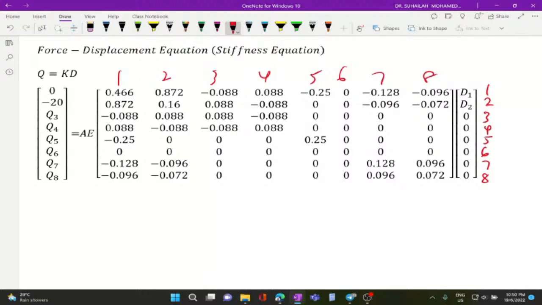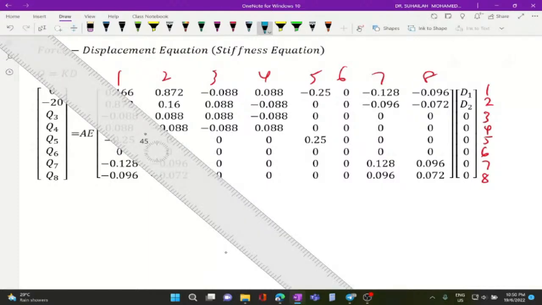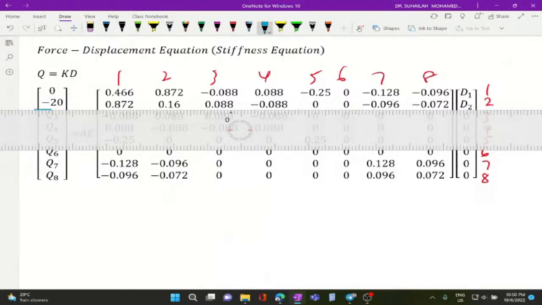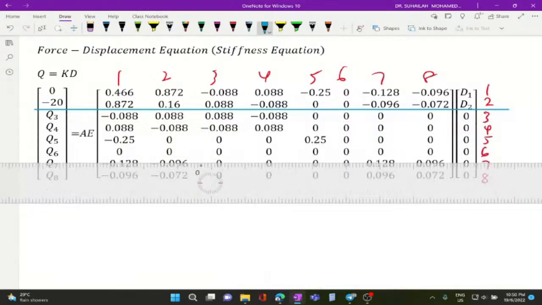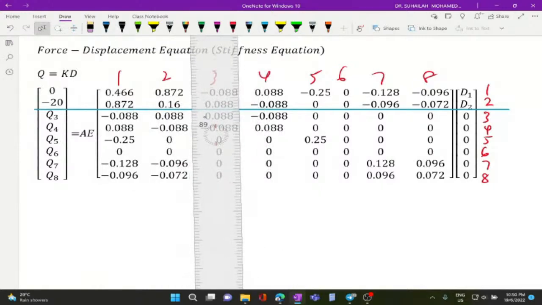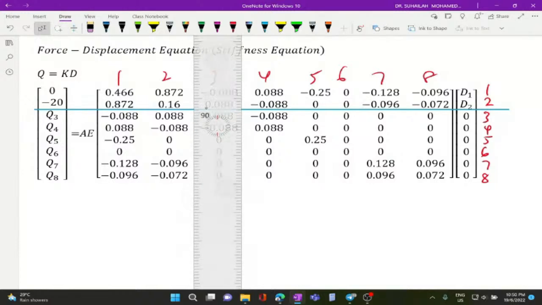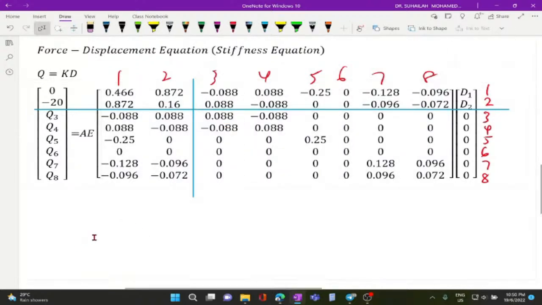And inside this, actually we can draw the boundary between the unconstrained and constrained system. Unconstrained is 1 and 2, constrained is 3, 4, 5, 6, 7, 8. So this will be unconstrained, constrained.